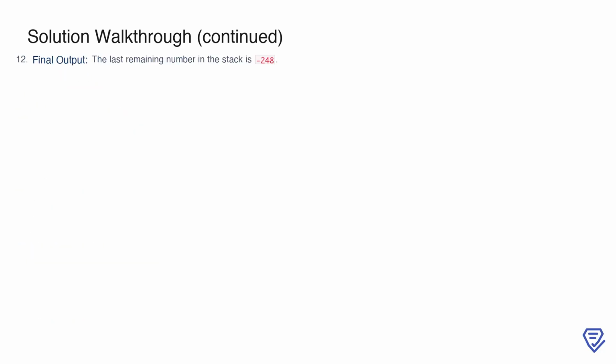At the end of this complex expression evaluation, the last remaining number in the stack is -248. This is our final output. By following the principles of reverse Polish notation, we've broken down the computation step by step, handling numbers and operators sequentially to arrive at the correct result.